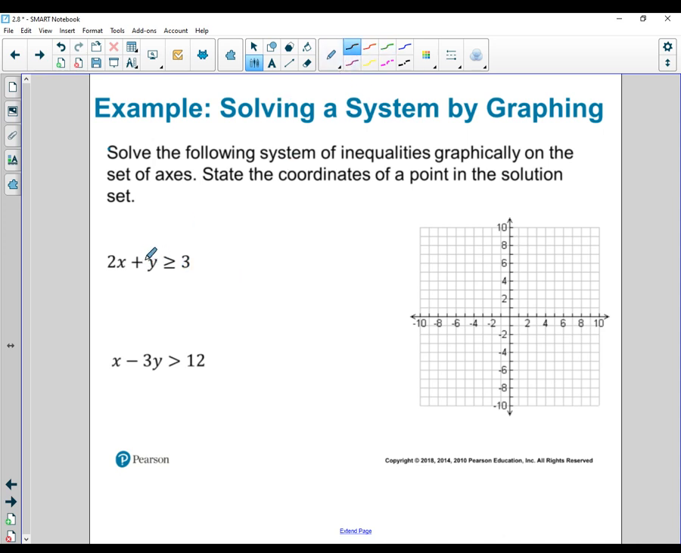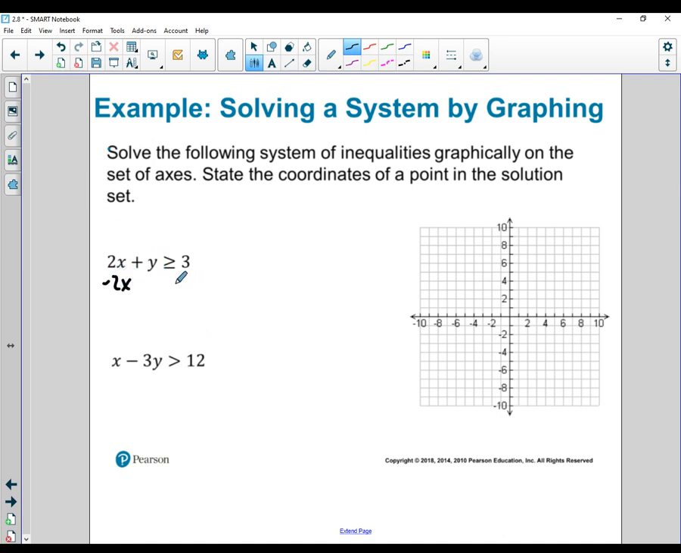The problem with these ones is we don't know how to graph these unless y is by itself, right? If you're looking at it and your gears kind of stop, like, oh, what do I do? It's probably because you can't graph this until y is by itself. So we have to get y by itself in both of these.